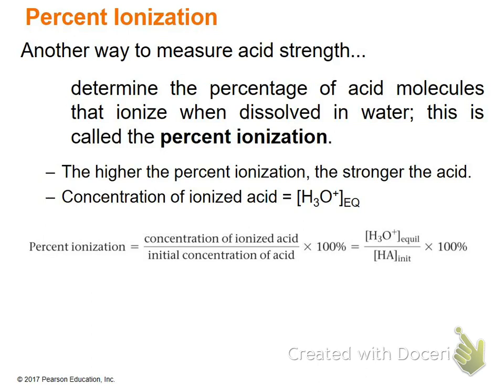So the equation for percent ionization here is the concentration of the ionized acid divided by the initial concentration of the acid, right? So when we say concentration of ionized acid, that means the concentration of the hydronium ion at equilibrium. Okay, so it's H3O plus concentration at equilibrium divided by the initial concentration of the acid, times 100%.